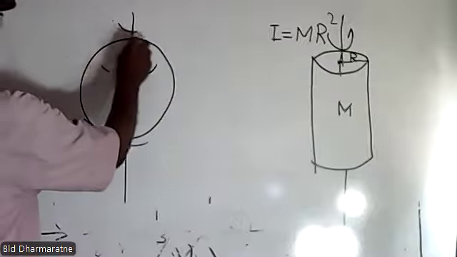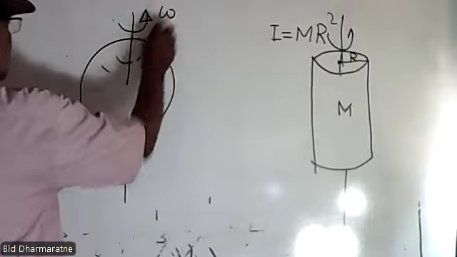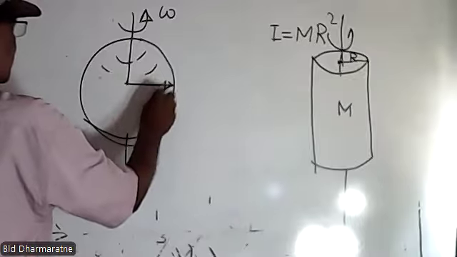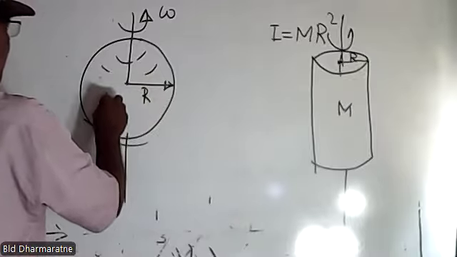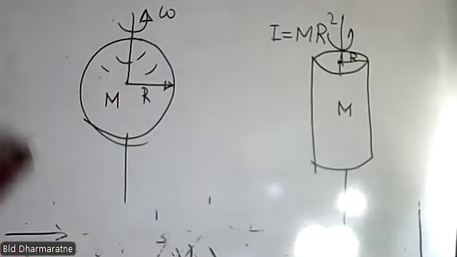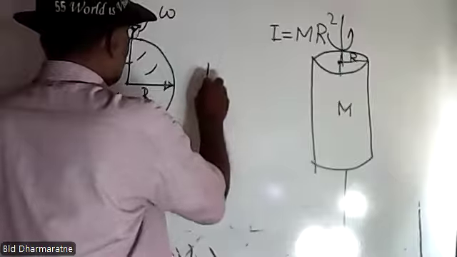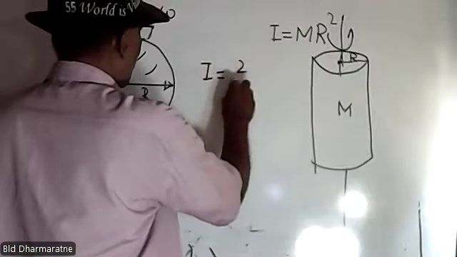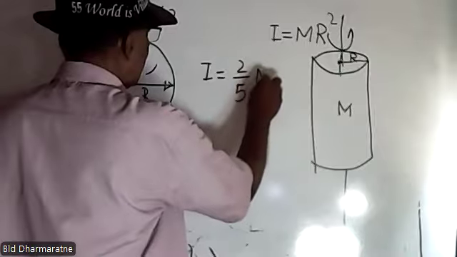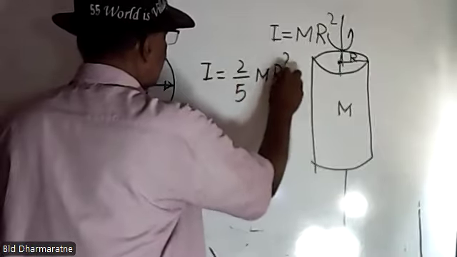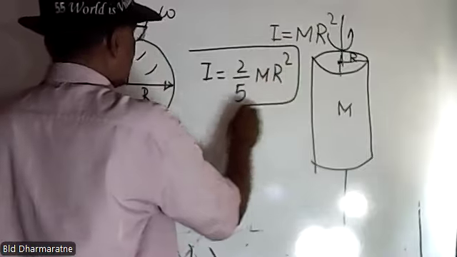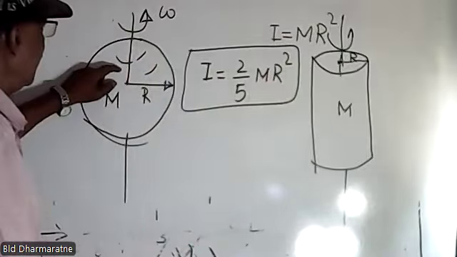Solid sphere rotating with omega. This is the radius R, and the mass is M. What is the quantity of this one? Actually, the moment of inertia I is equal to 2/5 MR squared. This is the formula for the solid one.